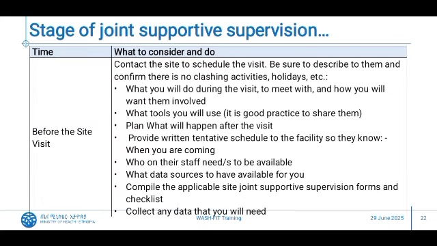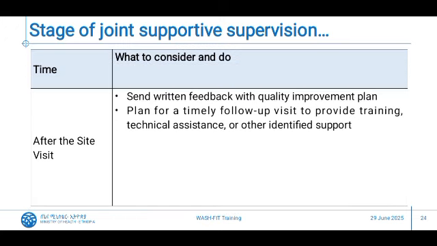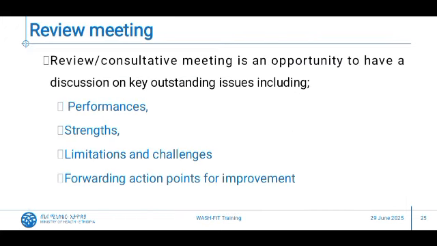Stage of joint supportive supervision, time before the site visit: what to consider and do. Look at this table carefully. Review meeting. A review or consultative meeting is an opportunity to have a discussion on key outstanding issues, including performance, strengths, limitations, and challenges, and forwarding action points for improvement.